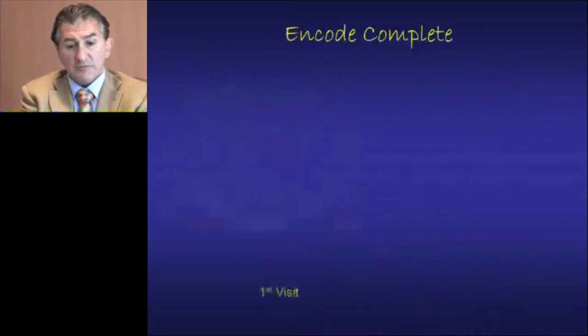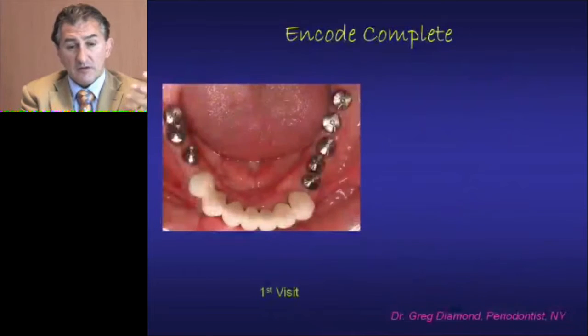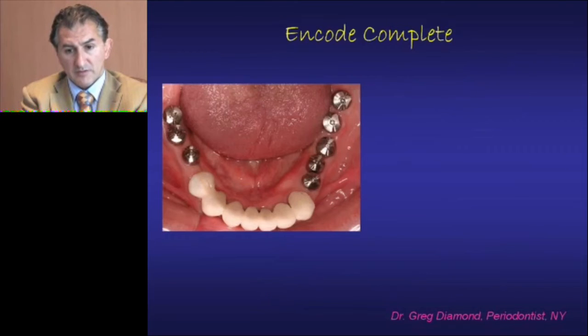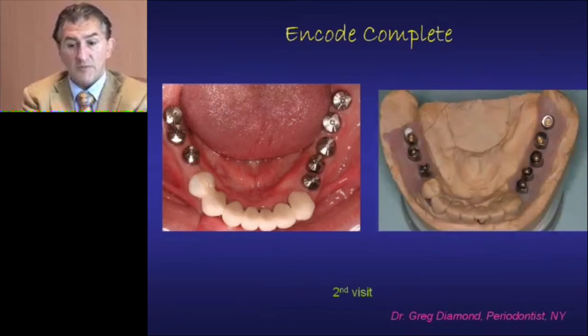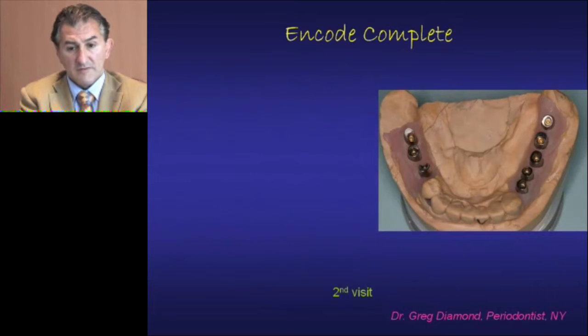With Encode complete, we can go the first visit, impression, counter model, occlusal records. That gets sent to the laboratory. The second visit, it gets sent to the Encode facility. On the second visit, it returns to the laboratory. The laboratory makes individual, in this case would be individual copings and PFM copings.